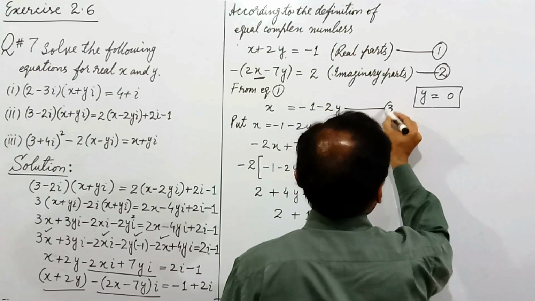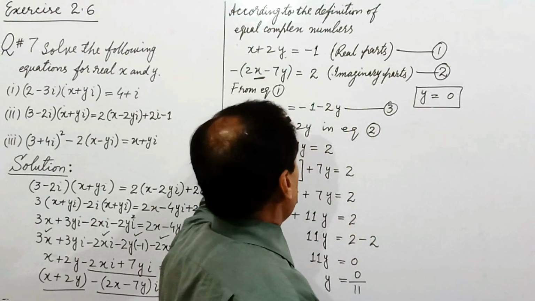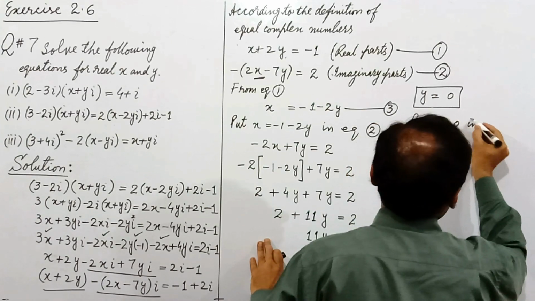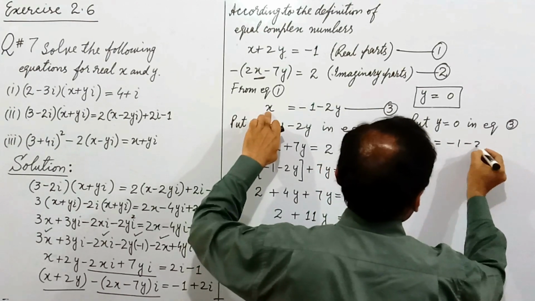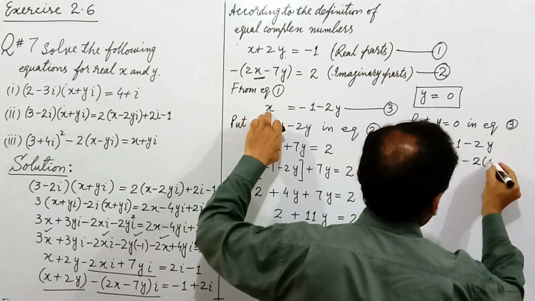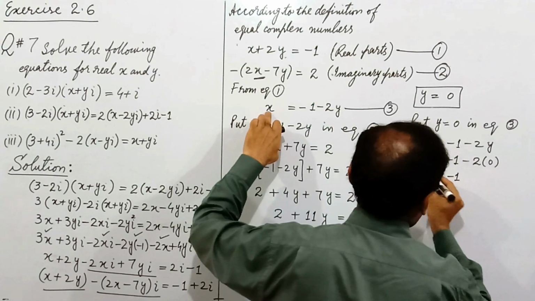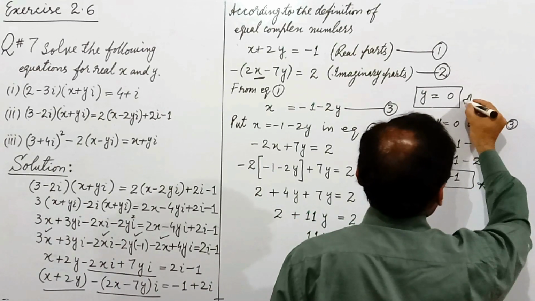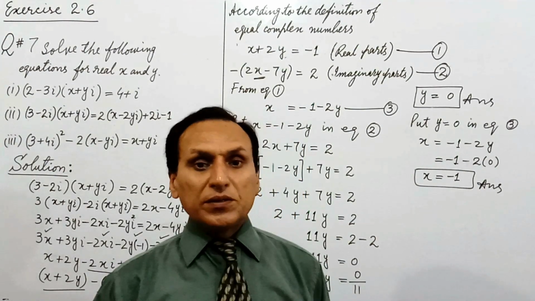We name this equation number 3 for reference, so that we can put the value of y which we obtain to get the value of x. So put y is equal to 0 in equation number 3, which is x is equal to minus 1 minus 2y: minus 1 minus 2 into the value of y, which is 0. So what we have is minus 1 over here. Hence, we got the solution for x and y, and that is all for part 2 of question number 7.